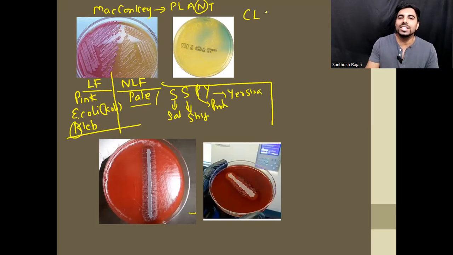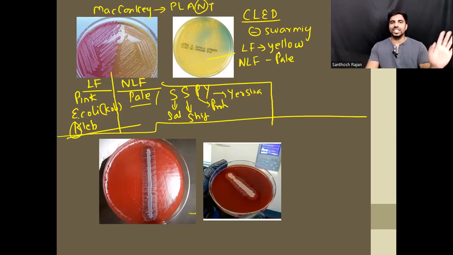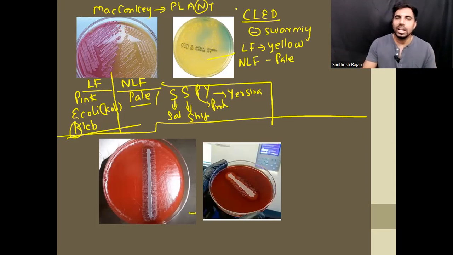CLED is cysteine lactose electrolyte deficient media. This is good for urine samples especially because it inhibits the swarming of Proteus. That's why it is very good. Swarming is another topic. There, the lactose fermenter will become yellow color, because of lactose fermentation. This is yellow; here you see pink for MacConkey. If it is NLF, it will look pale only. Very easy. CLED is another specific media for differentiating lactose and non-lactose fermenters. Two medias to look at: MacConkey and CLED. This is basic microbiology. You must know, you can't skip it.